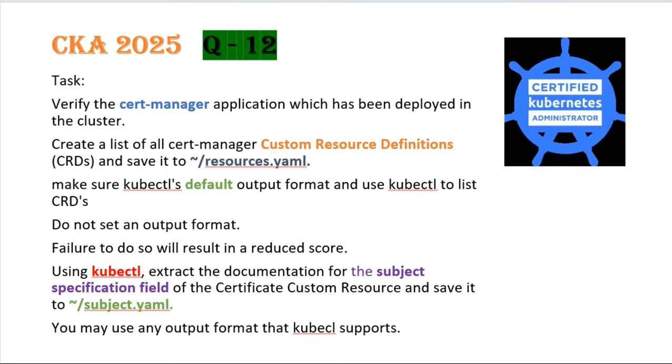And the next one is, using the same kubectl command, we need to extract the documentation for the subject specification field of the certificate custom resources, and save it into a subject.yaml file. Here we need to extract a specific field of this custom resource, and we can use any output format that is supported by the kubectl commands. Okay, that is it.